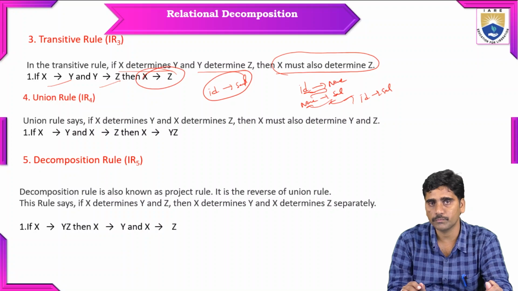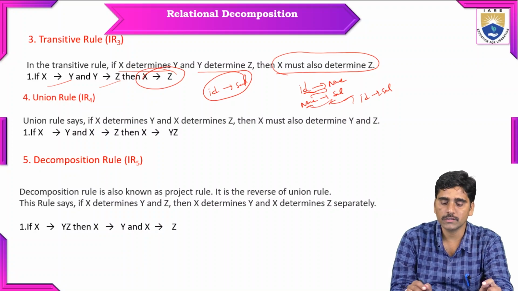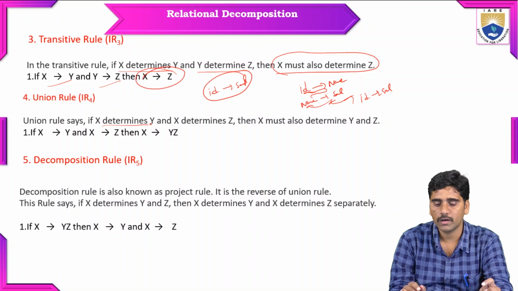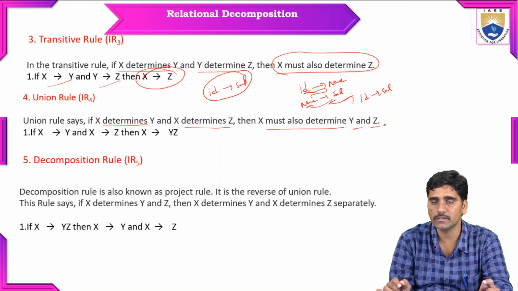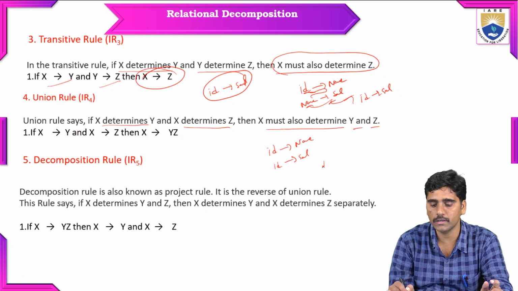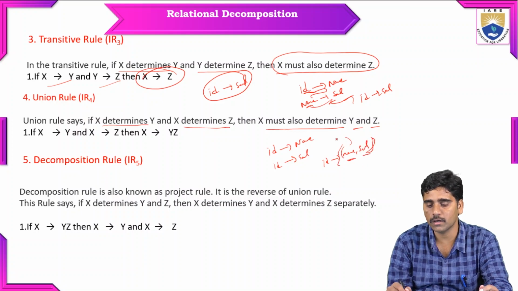Next, the union rule. It says if x determines y and x determines z, then x must also determine y and z. So if id determines name, and similarly id determines salary, then id must determine both name comma salary. Name and salary are both depending on id.